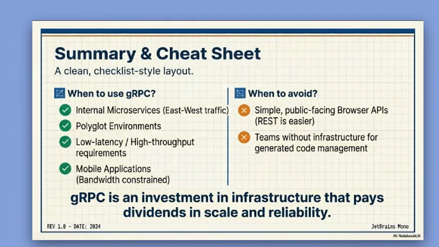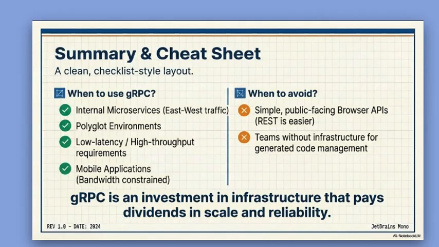When should I just stick with my filing cabinet? If you're building a simple public-facing API for other people to use on the web, just stick to REST. It's easier to debug, everyone knows it, and you can actually read the JSON. Don't over-engineer it. The slide has a great quote at the bottom. gRPC is an investment in infrastructure that pays dividends in scale and reliability. That really sums it up. It costs more upfront, but it pays off when you hit that massive scale.